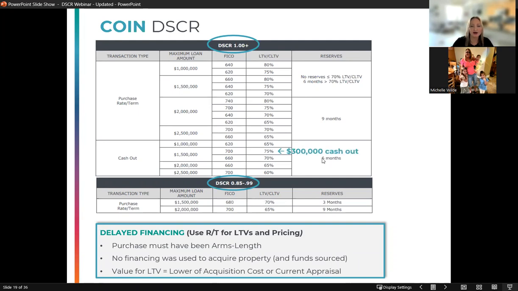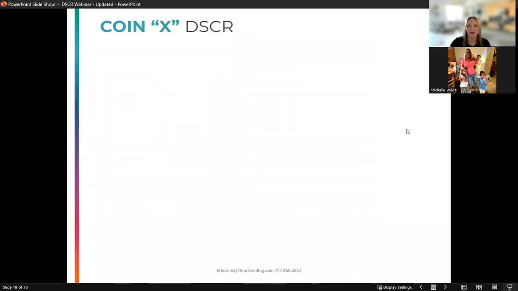Also, cash out. You can see that we can go to these high limits on cash out, but as far as cash back in hand that they're getting in hand at closing, these are the limits that I'm putting up on the screen. So up to $750,000, they can get back cash in hand.